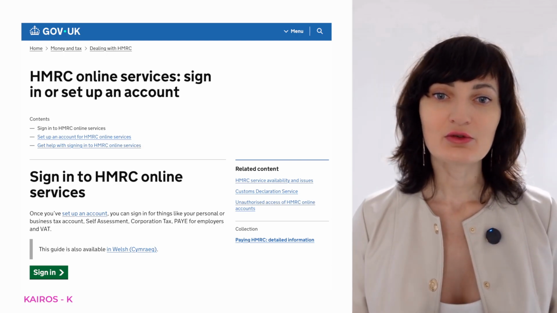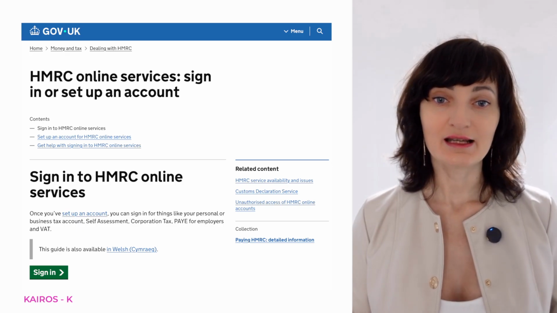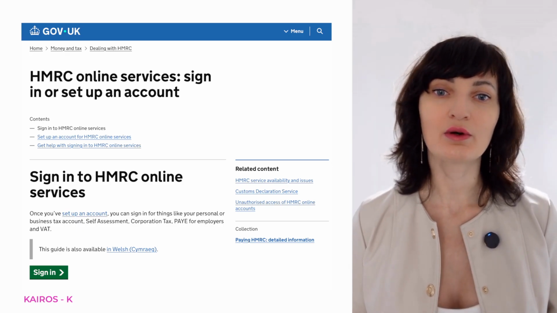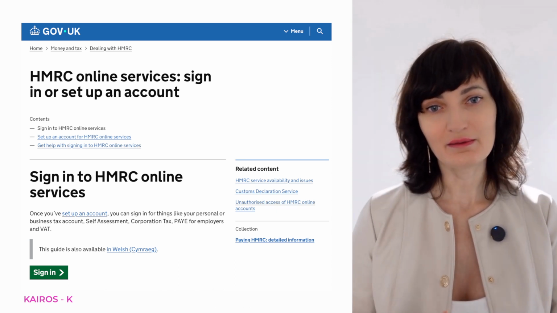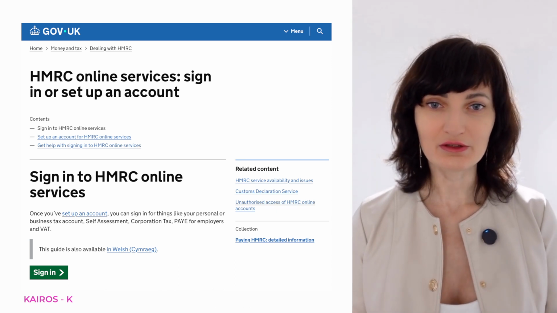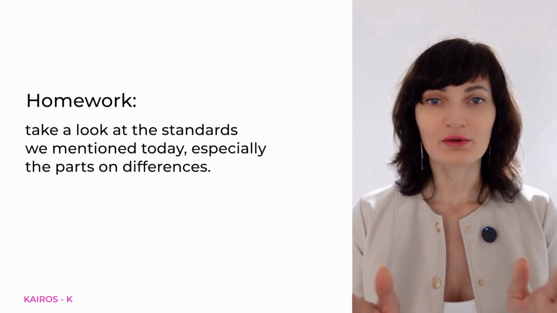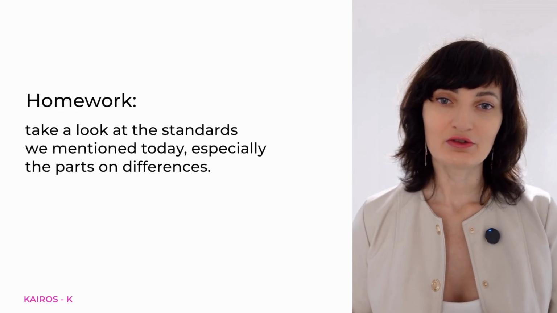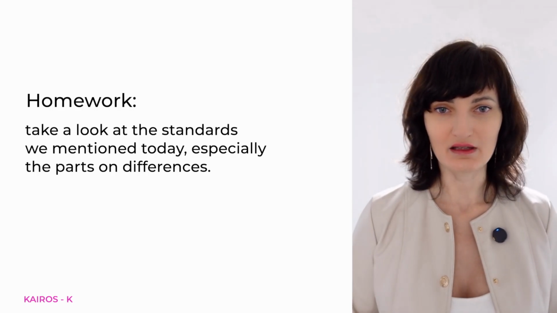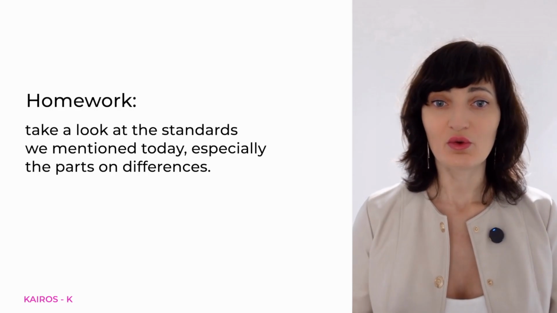And yes, at least once in your career, you should read through the standards themselves. Not all in one night with a pot of coffee, but bit by bit. It makes you a stronger accountant. So here's your homework. Take a look at the standards we mentioned today, especially the parts on differences. See how they're written and get familiar with the requirements.